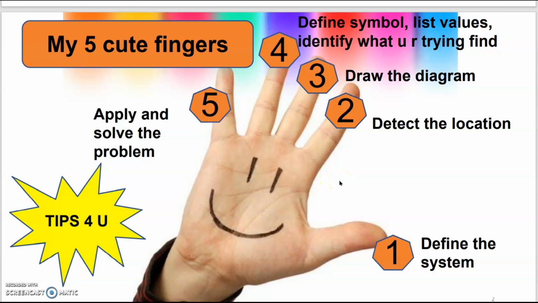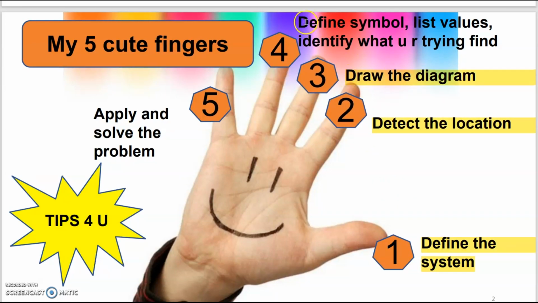This is the systematic way we are going to solve the problems regarding this topic. First, we define the system, detect the location, draw the diagram, define the symbols, list values, and identify what we are going to find. And lastly, apply and solve the problem.